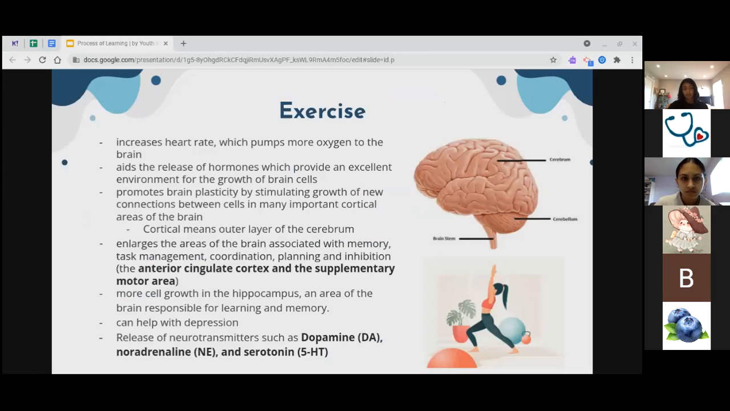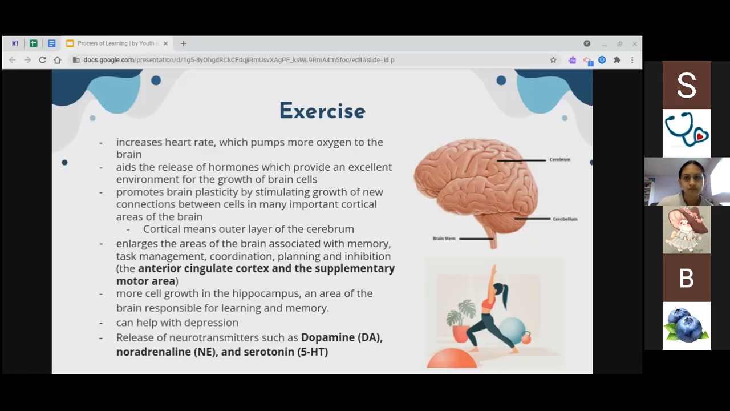And for those of you who don't know what cortical means, it's the outer layer of the cerebrum, which is labeled in the diagram over here. It's the top right. Okay, and then exercise also enlarges the areas of the brain that are associated with memory, task management, coordination, planning, and inhibition. So these areas are listed in the bold. It's the anterior cingulate cortex and the supplementary motor area.